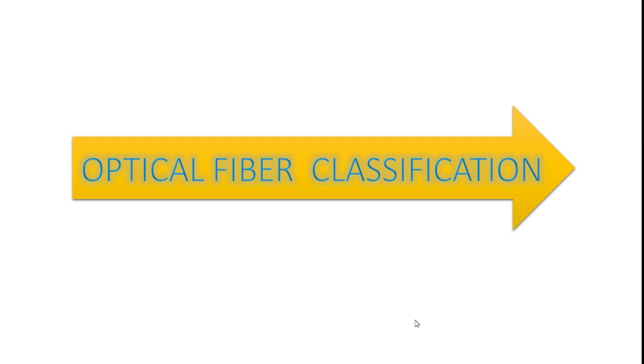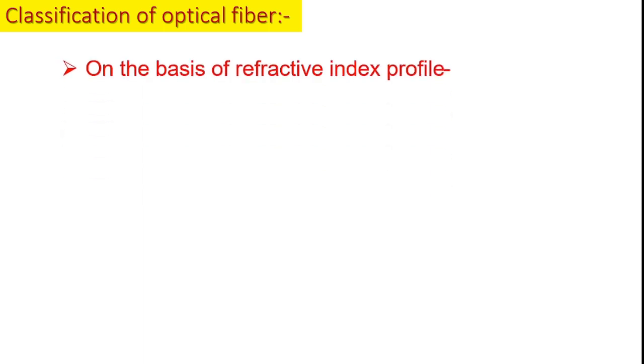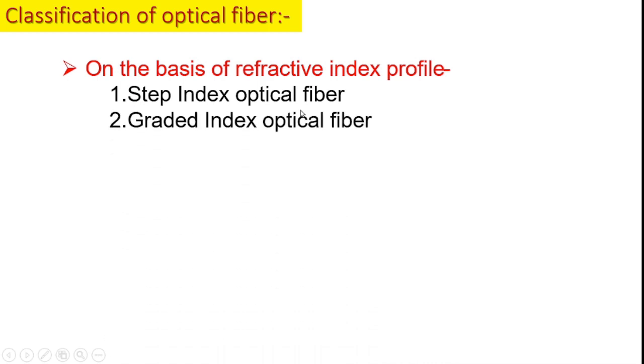In today's session, we will learn about optical fiber classifications. So let's start and see the classification of optical fiber. We can classify the optical fiber on the basis of various parameters. So let's see the classification of optical fiber on the basis of refractive index profile. According to refractive index profile, there are two types of optical fiber. First one is step index optical fiber and second one is graded index optical fiber.